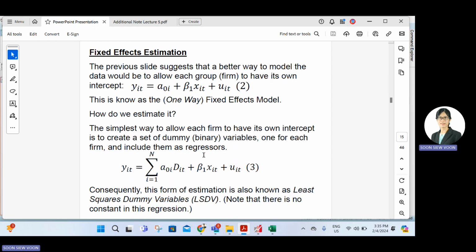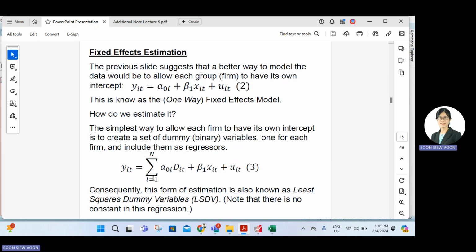So how do we estimate it? The simple way is to allow each firm to have its own intercept, by creating a set of dummy variables, one for each firm, and including them as regressors. So you can see the difference between equation number 2 and 3 is that we have an additional variable here. This refers to a set of dummy variables.